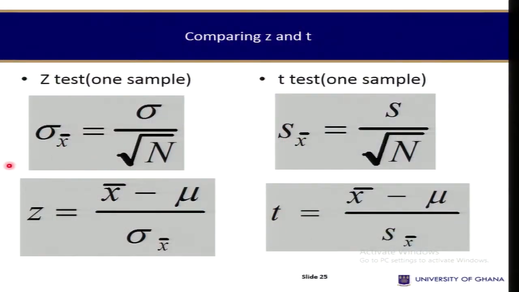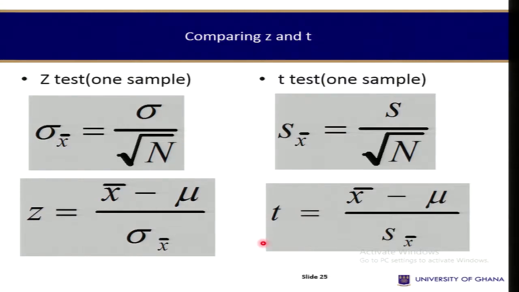And once we don't know the population standard deviation, we cannot compute the standard error of the mean based on the population. So we have to estimate it from the sample information. Comparing the formulas, you can see over here, when it comes to the z-test, it is the sample mean minus the population mean divided by the standard error of the mean based on the population.